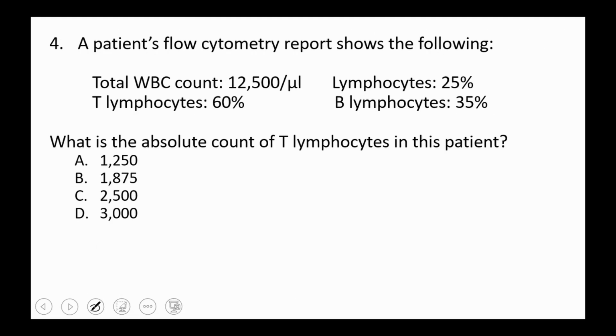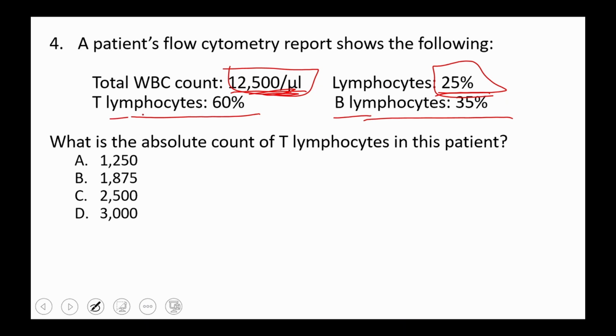A patient's flow cytometry report shows the following: total white blood cell count 12,500 per microliter, lymphocyte 25%, T lymphocyte 60%, B lymphocyte 35%. So we have the total white blood cell count. We have a lymphocyte percentage out of the 5 white blood cell types, and we have two major types of lymphocytes, B lymphocyte and T lymphocyte. The question is the absolute count of T lymphocytes in this patient.